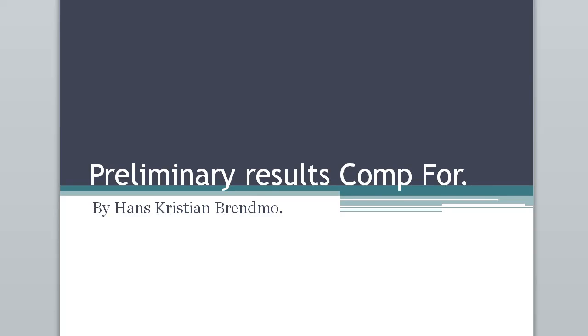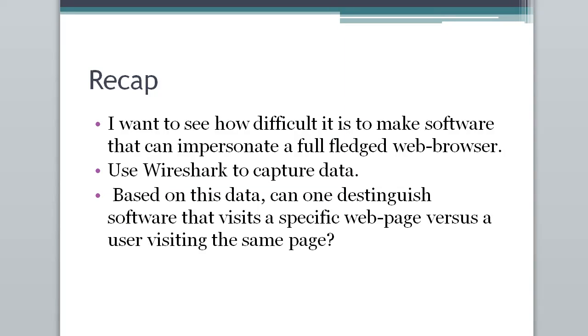First, I'd like to give a quick recap of what I'm working on. Basically, I want to see how difficult it is to make some kind of program that will generate data in such a way that it would be hard to spot the difference between it and a user using a web browser. So I will capture packet data using a packet analyzer known as Wireshark, and then, based on this analysis, see if I can distinguish the two.